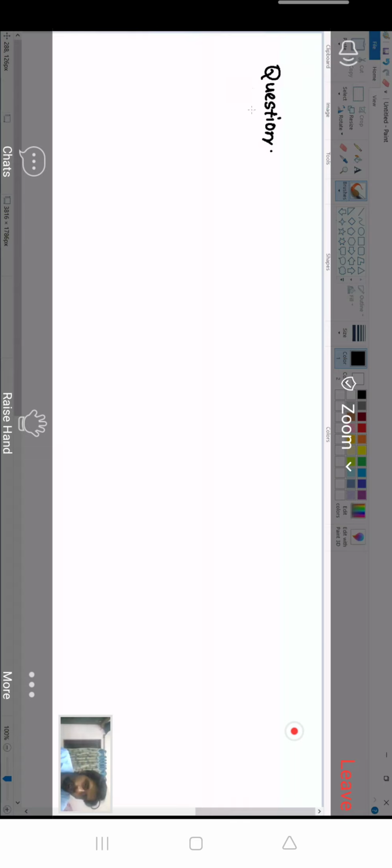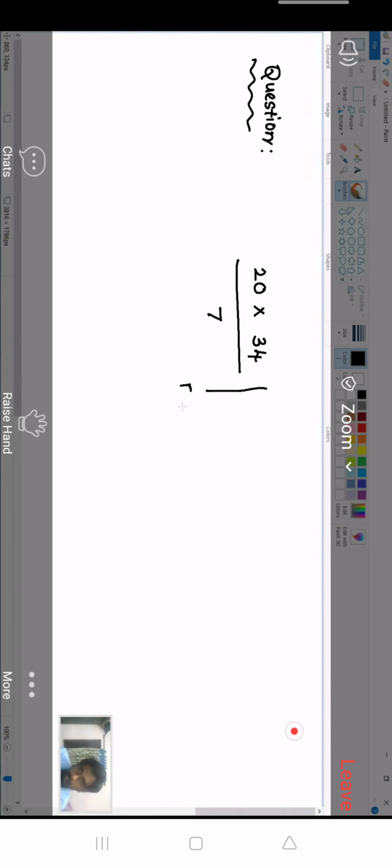Let's look at this. For example, I have a question where it is given as 20 into 34 divided by 7. Can you tell me what the remainder is in this case? All of you, please try to answer the question. Can you tell me what the remainder is in this case? Remainder is 1. Okay.